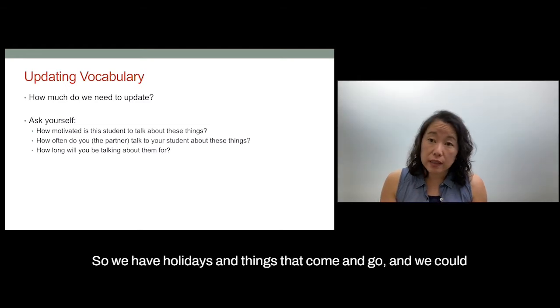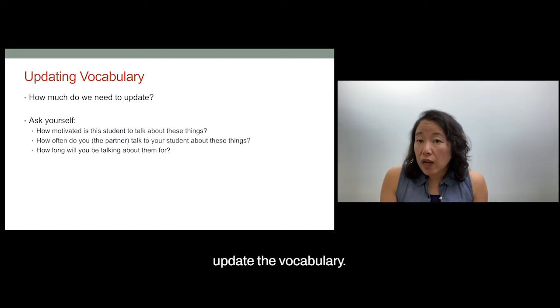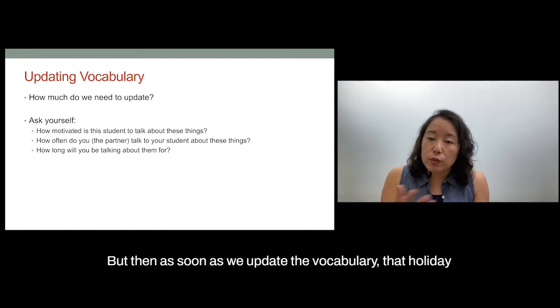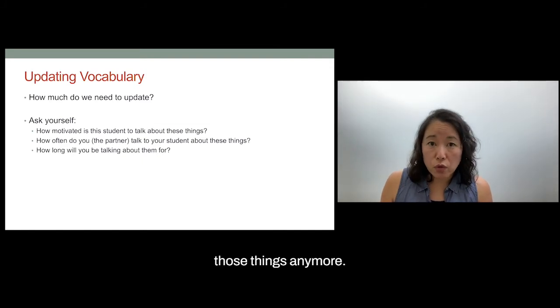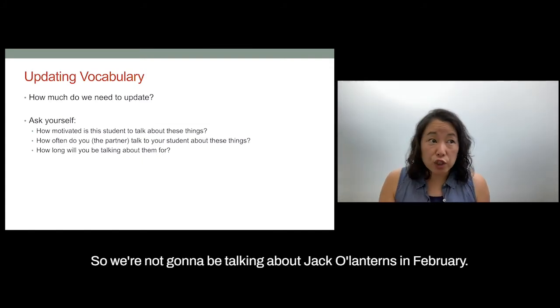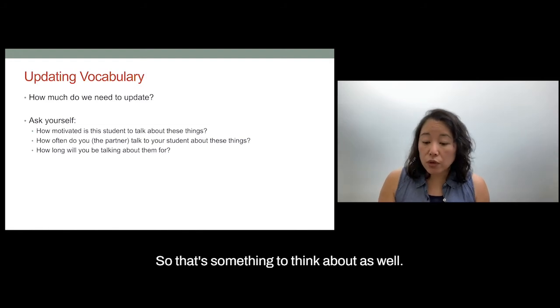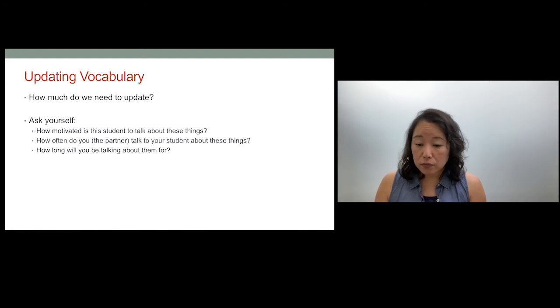So we have holidays and things that come and go, and we could update the vocabulary, but then as soon as we update the vocabulary, that holiday is going to be gone and we're not going to be talking about those things anymore. So we're not going to be talking about jack-o'-lanterns in February. So that's something to think about as well.